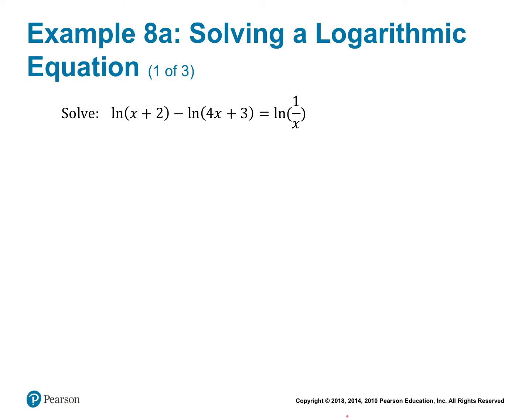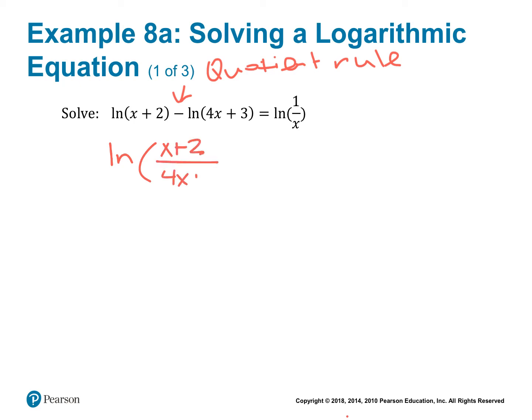Okay, on this one we can see that we have subtraction involved. So we can apply the quotient rule. This can be rewritten as the natural log of x plus 3, or 2, divided by 4x plus 3. And keep the other side the same.